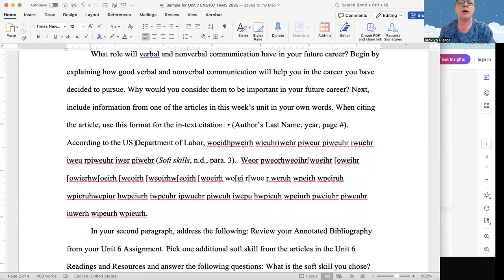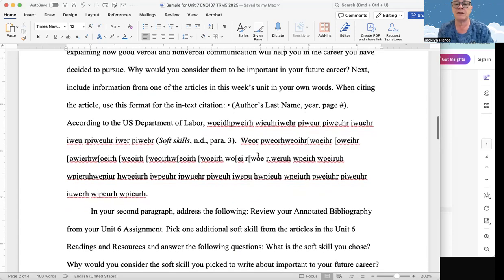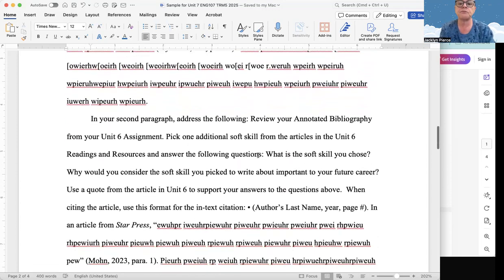Here is a nice signal phrase. According to the U.S. Department of Labor, we have paraphrased information. And then, because this one does not have an author, we have the title, soft skills. We have an N period, D period, because it didn't have a year or a date. And then this PARA period means paragraph 3 because it was a website, so there was not a page number.